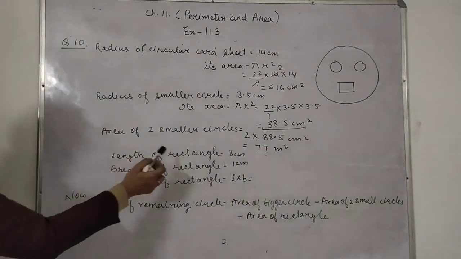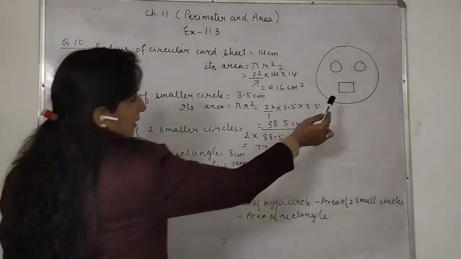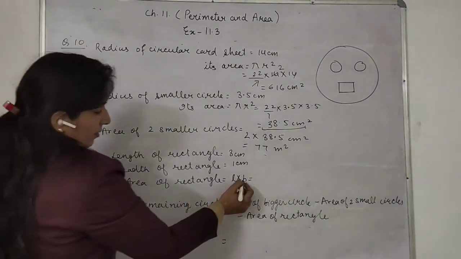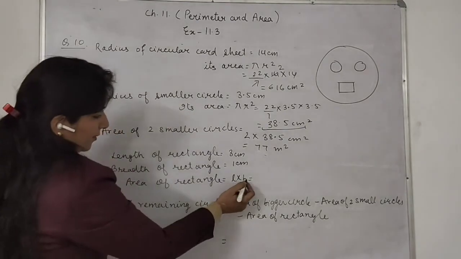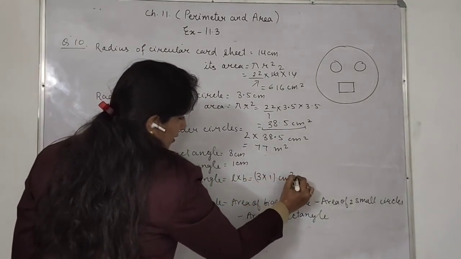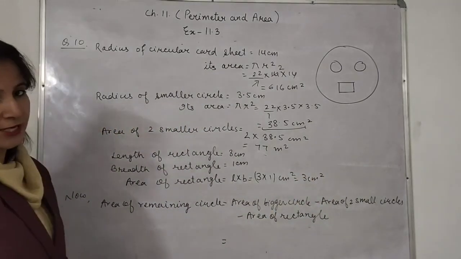Now the length of the rectangle is given, that is 3 centimeter. The breadth of the rectangle is given as 1 centimeter. To find the area, we need to multiply length with breadth. So length into breadth, 3 into 1 centimeter square. So 3 centimeter square will be the area of the rectangle.